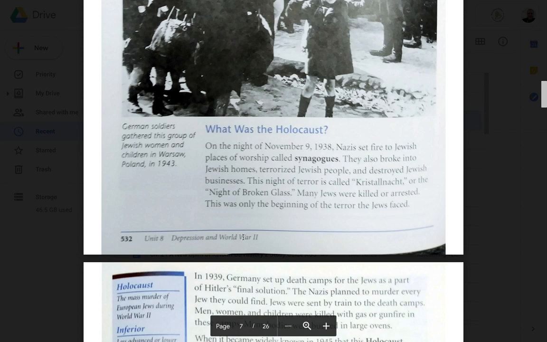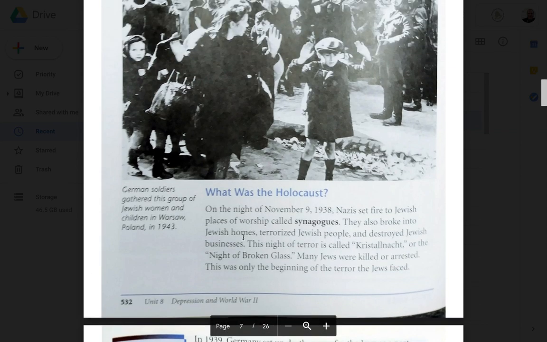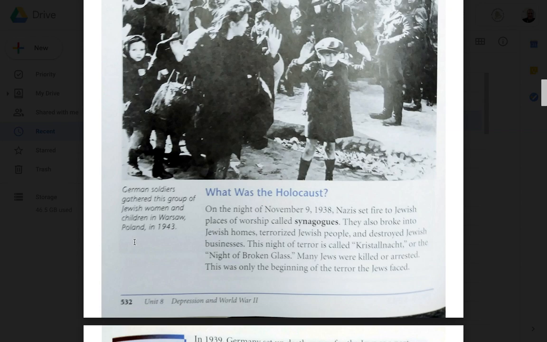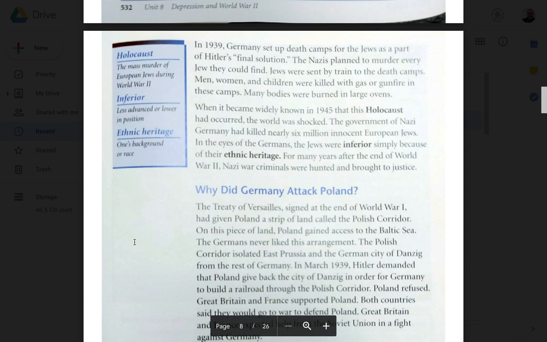On the night of November 9th, 1938, Nazis set fire to Jewish places of worship called synagogues. They also broke into Jewish homes, terrorized Jewish people, and destroyed Jewish businesses. This night of terror is called Kristallnacht, or the night of broken glass. Many Jews were killed or arrested. This was only the beginning of the terror the Jews faced.